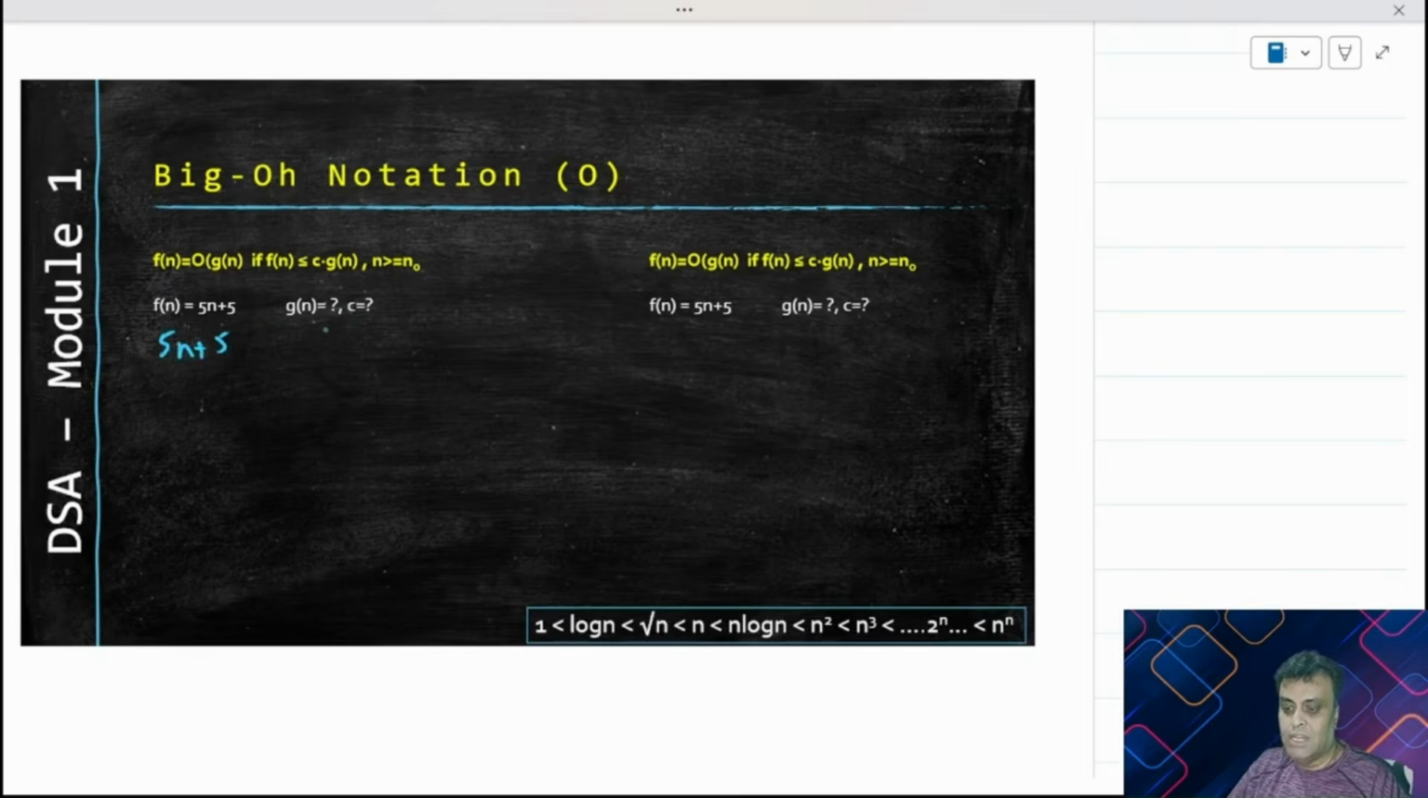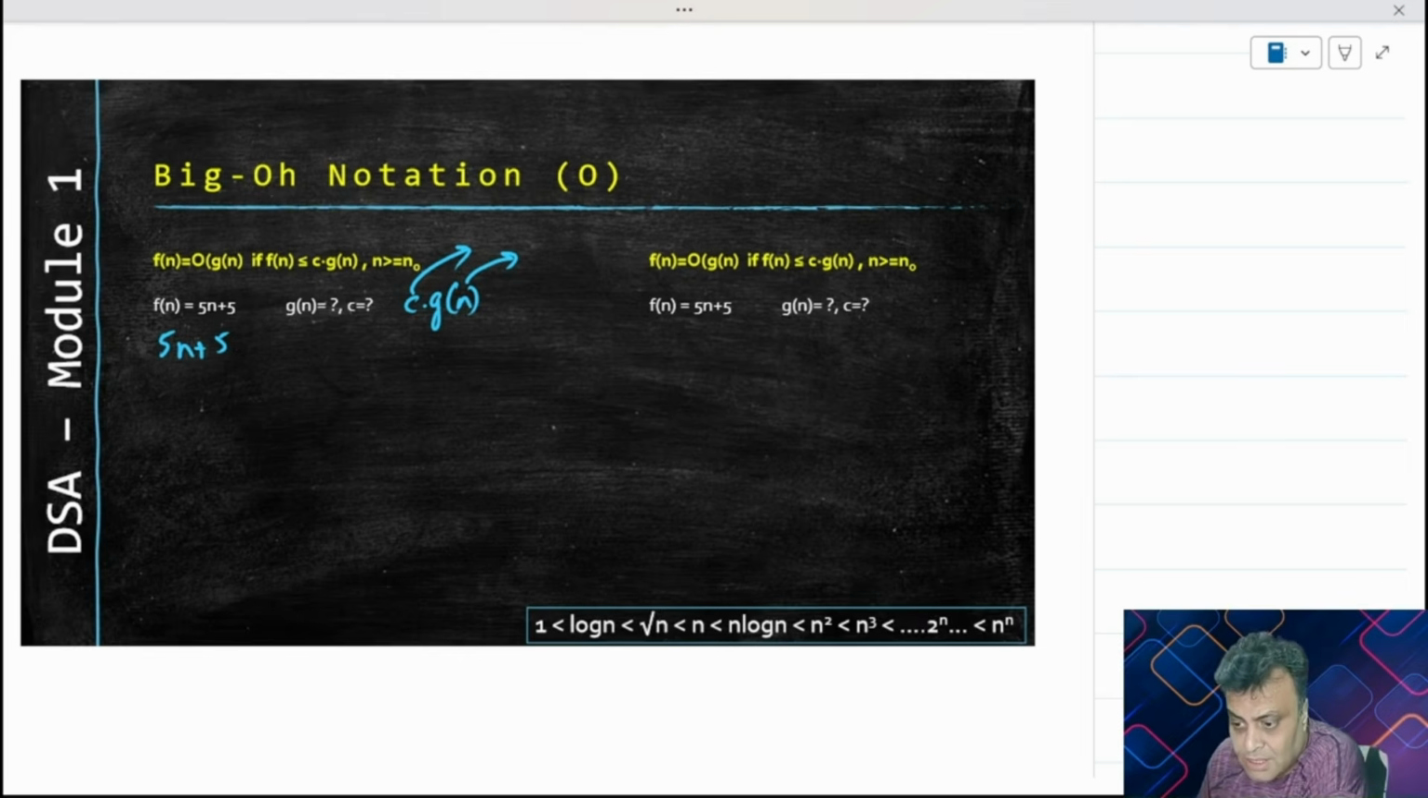On the right hand side, you are searching for c dot gn. Specifically, you are searching for the value of c and the value of gn, so that you can later say big O of gn. If you prove that for a particular value of n0, your c dot gn is greater than or equal to fn, then you can definitely say that big O of gn is the result for the function. So what we'll do is we will take 5n, because 5n is on the LHS, and this 5 also we will make it as 5n.